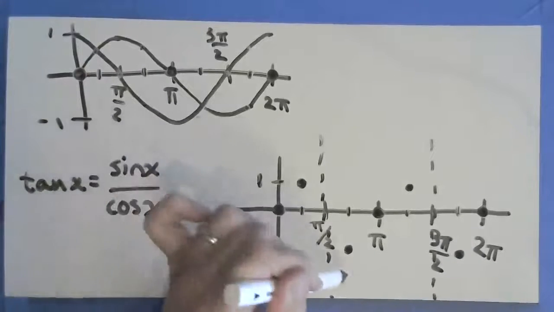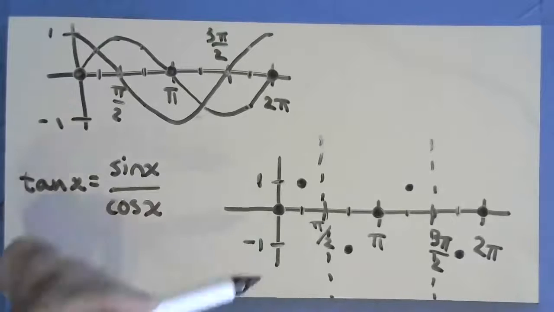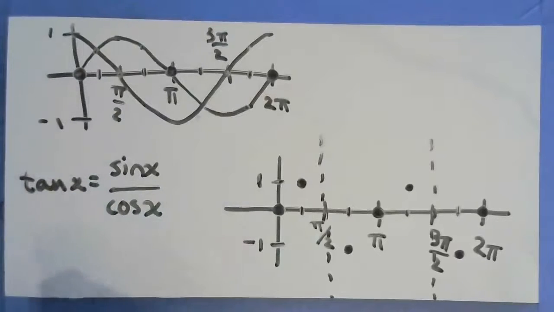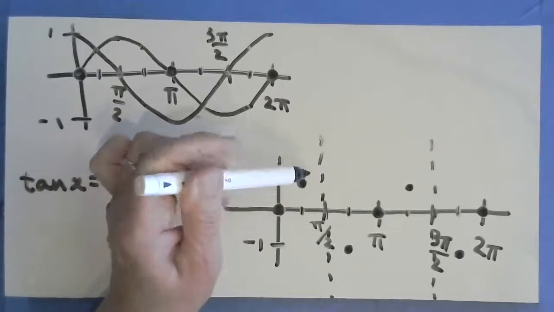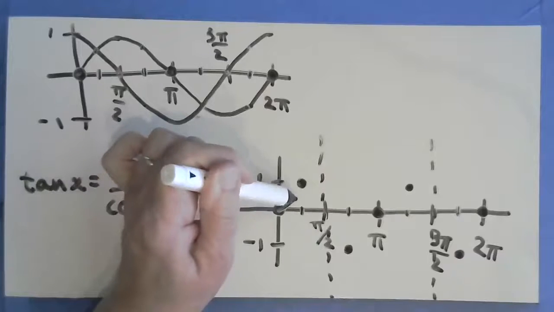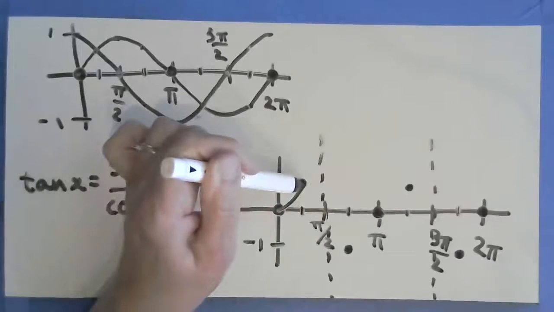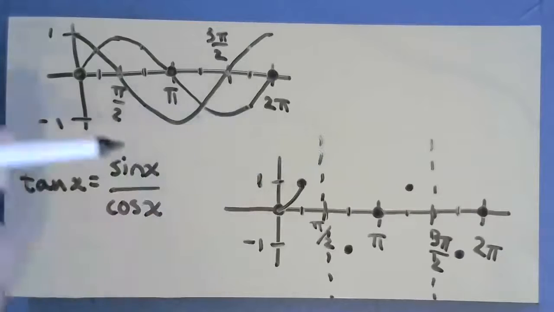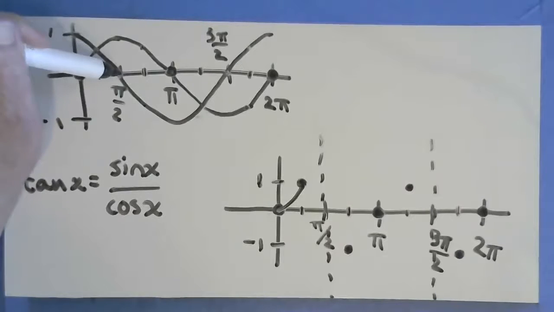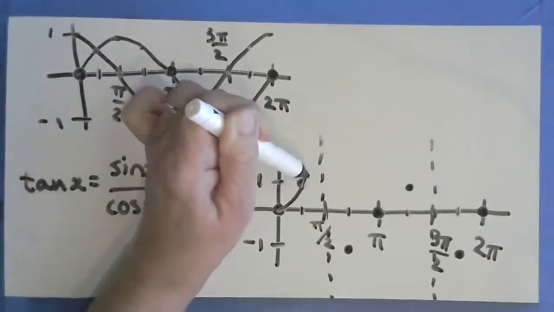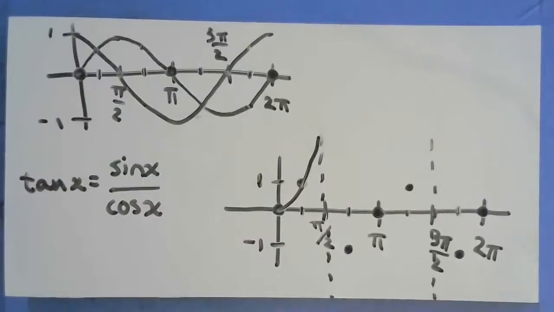So we have some key points to work with, and all we really need to know is how to connect them. As we travel from 0 to pi over 4, and we pass through 1, then as we travel from pi over 4 to pi over 2, we see that all our values of both sine and cosine are positive. And cosine is heading towards 0, so their ratio is heading towards positive infinity. So the graph curves up like that.